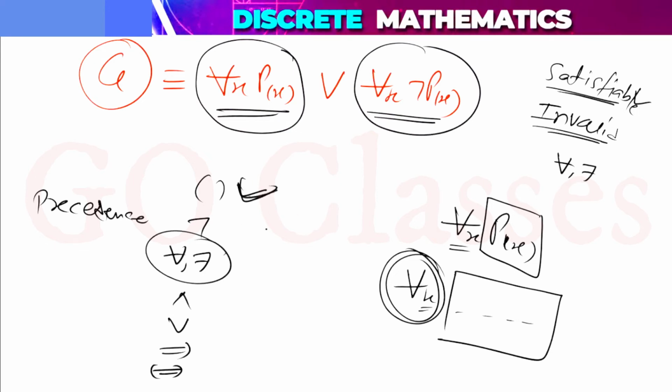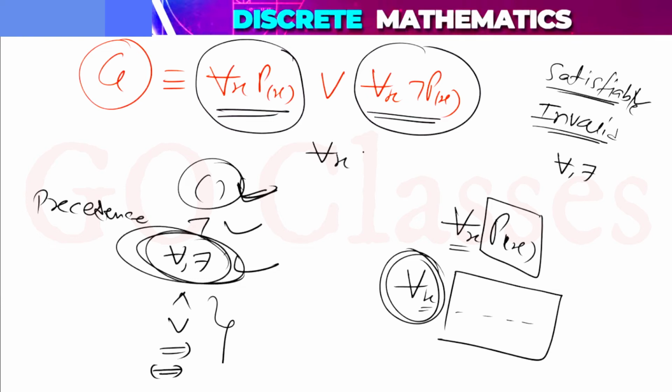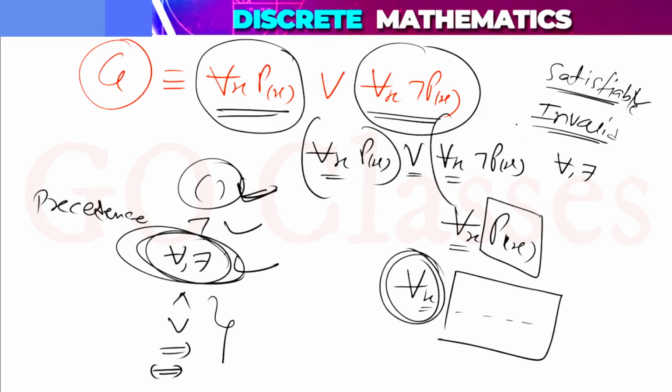So the highest precedence is given to the bracket, and the quantifiers are given more precedence than these operators. So when I write for all x px or for all x negation px, remember this disjunction has less precedence than this quantifier. So this quantifier has more precedence, so we will first do this. Similarly, this quantifier has more precedence, so we will first do this. Like this.